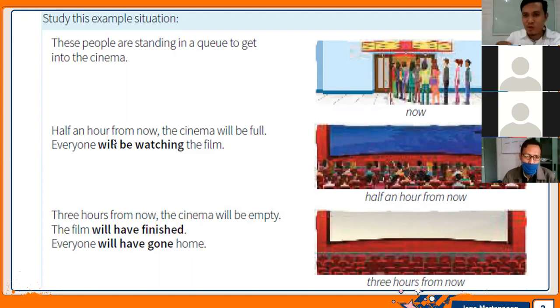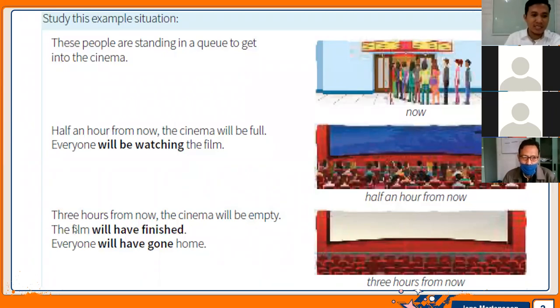Jadi setengah jam, so we are talking about something in the future. What will be happening in the future, okay? So everyone will be watching the film, right? Half an hour from now, the cinema will be full and everyone will be watching the film. I hope you understand.